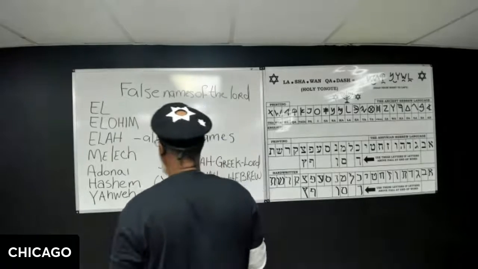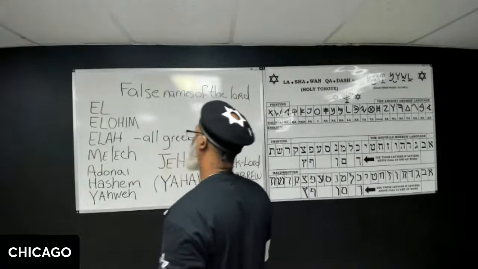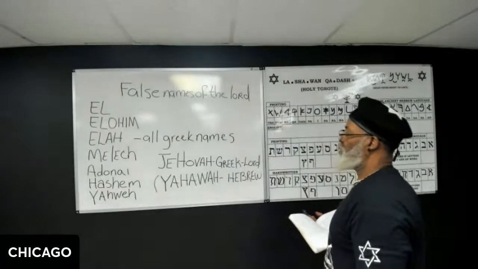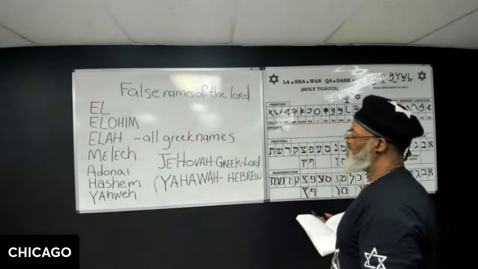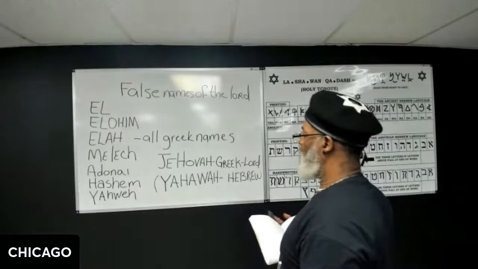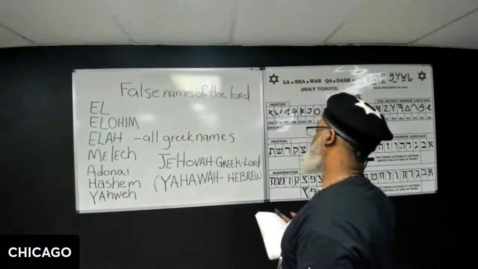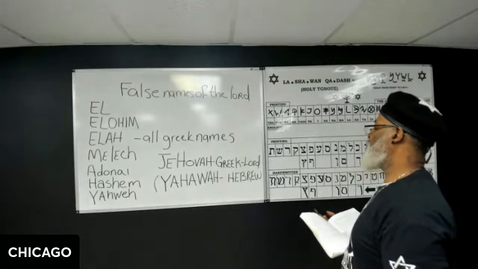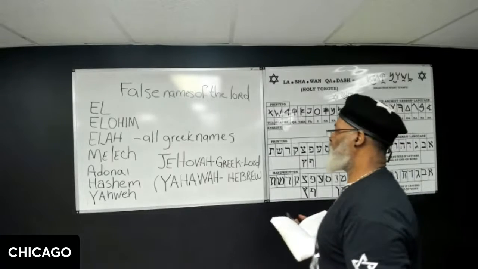False names of the Lord. Elohim, I've heard that a lot. Allah, Malak, Adonai, Hashem, Yahweh, all Greek names. Jehovah, a Greek name. Yahweh is the correct pronunciation in Hebrew for the Lord's name.